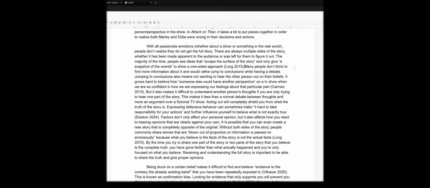The majority of the time, people see information that, make that plural so it fits, scrape the surface of the story, and only give a snapshot of the events. If only being exposed to a certain part, people can only understand one part of the story. We just made that point, so we need to make it again. Down to 1640. So we've got basically 143 words left to go here, and a lot of room left to move it.